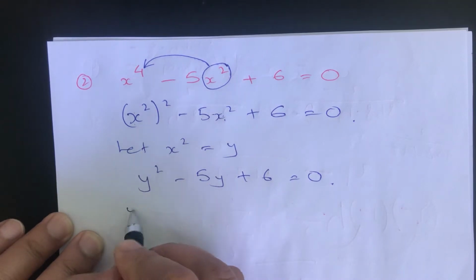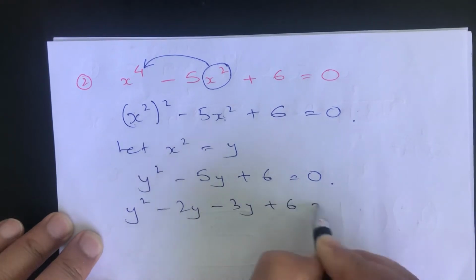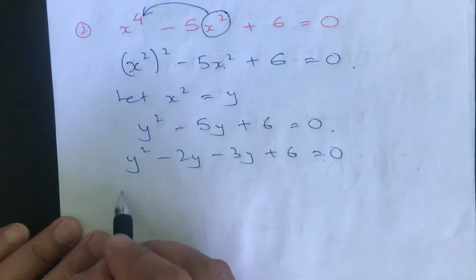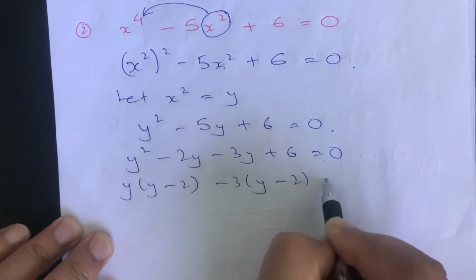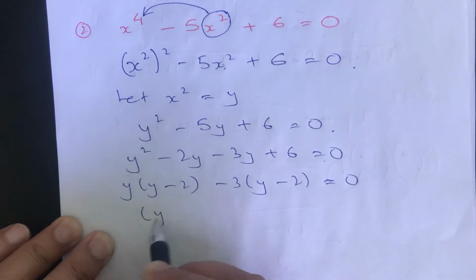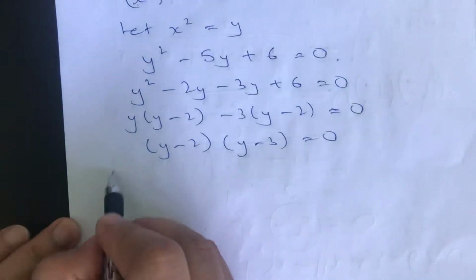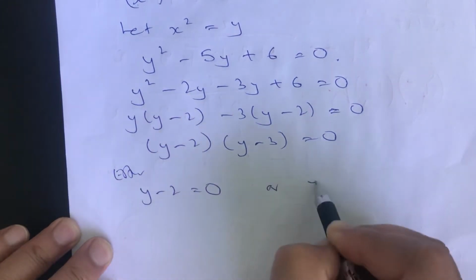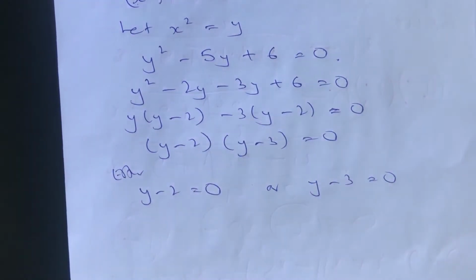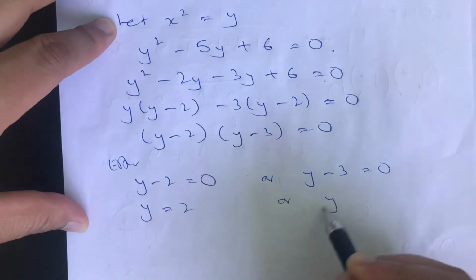So what do we get? We get y squared minus 2y minus 3y plus 6 is equal to 0. Then we get y(y - 2) minus 3(y - 2) is equal to 0. So then we get (y - 2)(y - 3) is equal to 0. So again we get either y minus 2 is equal to 0 or y minus 3 is equal to 0. So we get two answers. Then we get y is equal to 2 or y is equal to 3.